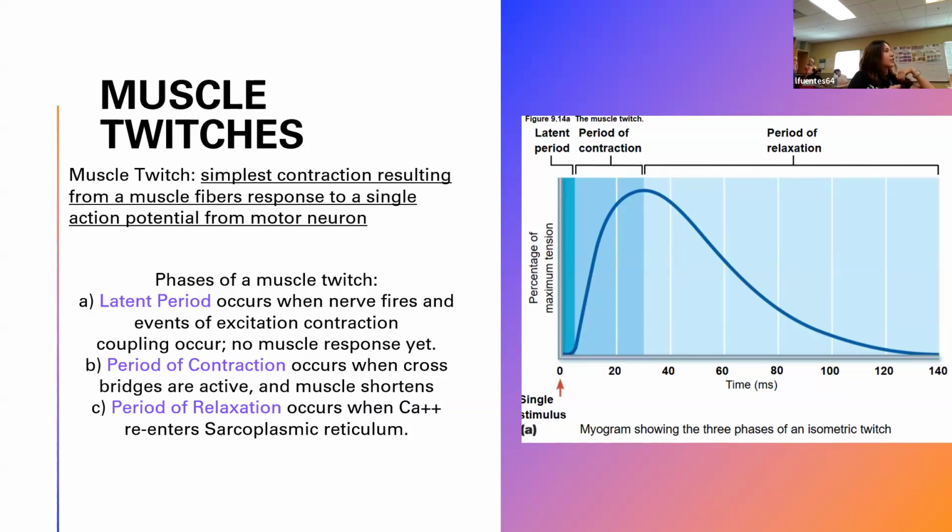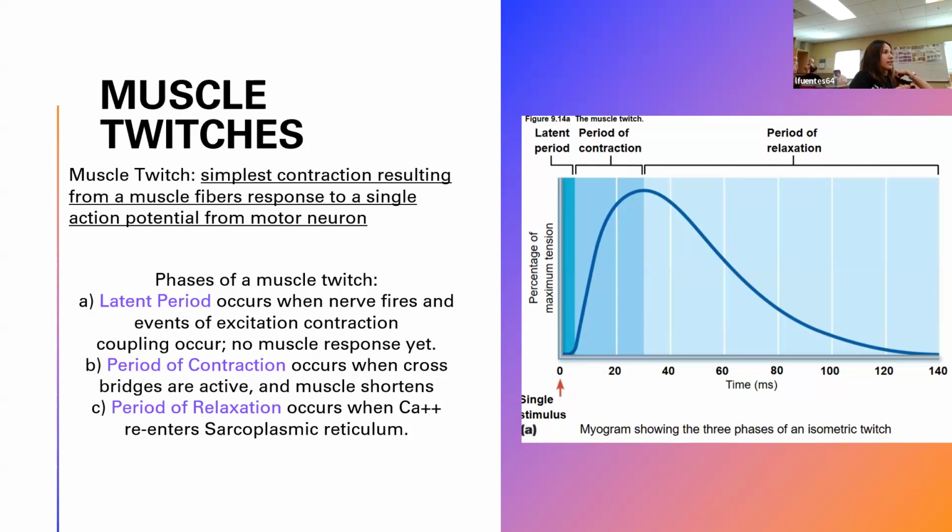During the period of contraction, cross bridges are active and the muscle shortens. And then the period of relaxation occurs when Ca++ re-enters the sarcoplasmic reticulum. That is calcium, ionized calcium. But basically when calcium re-enters the sarcoplasmic reticulum, that is the period of relaxation. So another way this could be asked, what is occurring during the period of relaxation? Calcium is re-entering the sarcoplasmic reticulum.